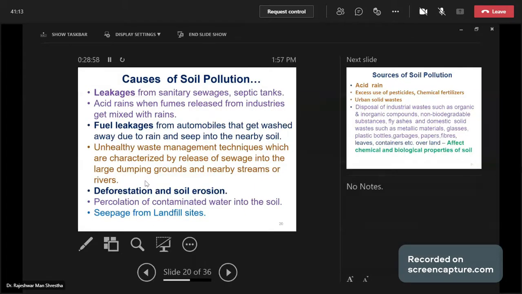dumping grounds. Placing dumping sites along the river also causes soil pollution. Deforestation and soil erosion also cause soil pollution. And percolation of contaminated water into soil: contaminated water slowly goes into the soil. And seepage from landfill sites also causes soil pollution.